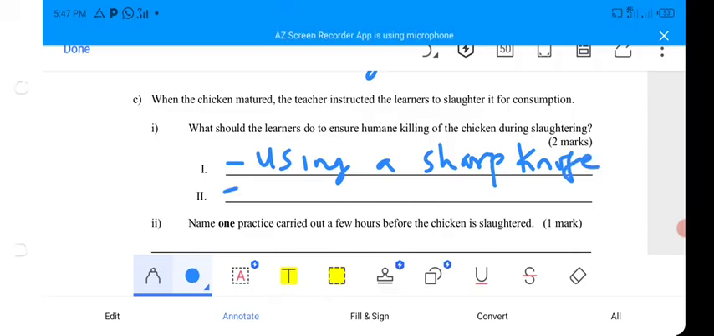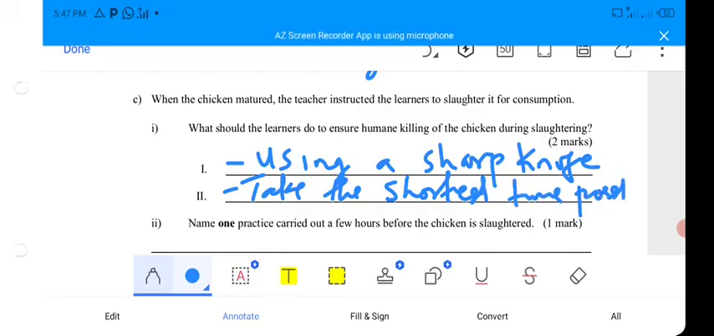Another thing, taking the shortest time possible. Taking the shortest time possible to slaughter the chicken.